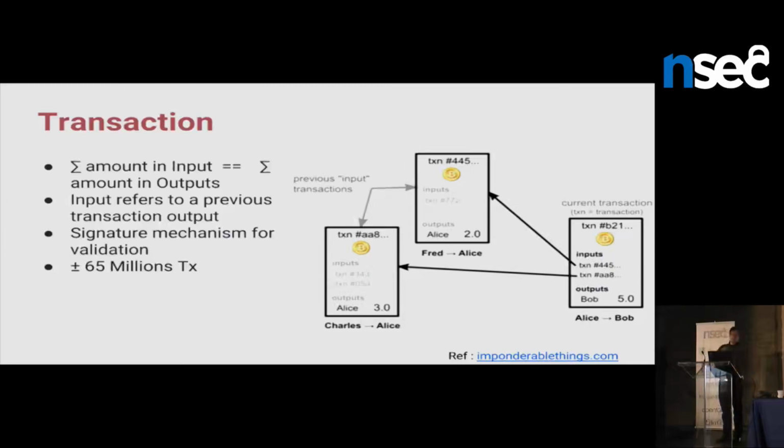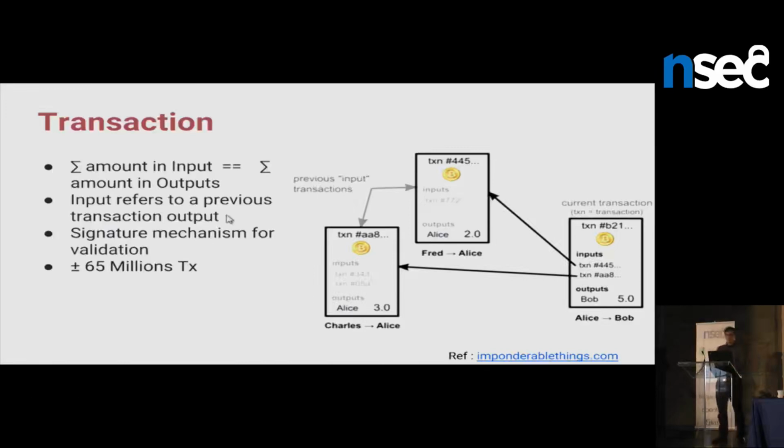So if you want to send money to someone, you send the amount you want and keep the rest by sending it back to yourself directly. The important thing is that the amount of input equals the output, as I said previously.